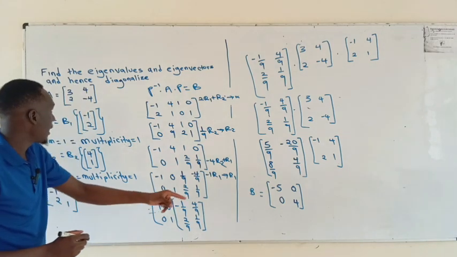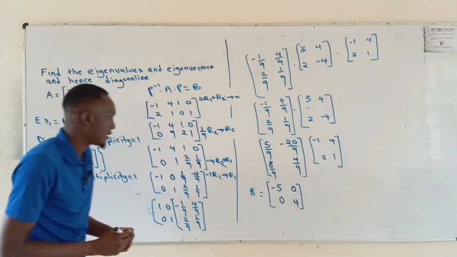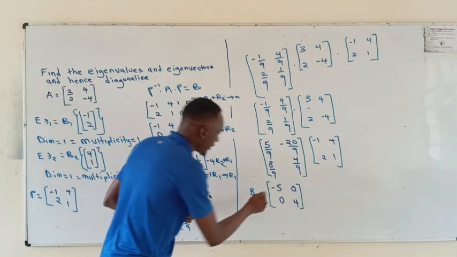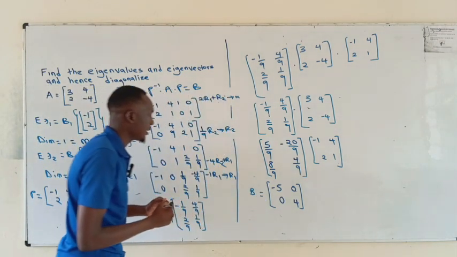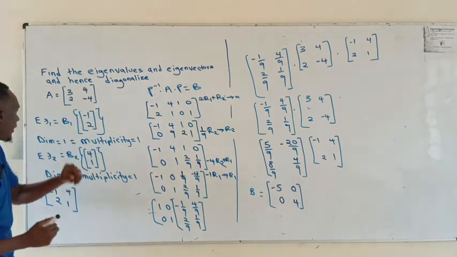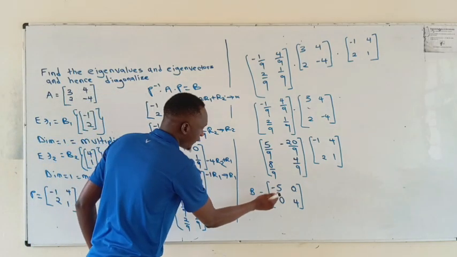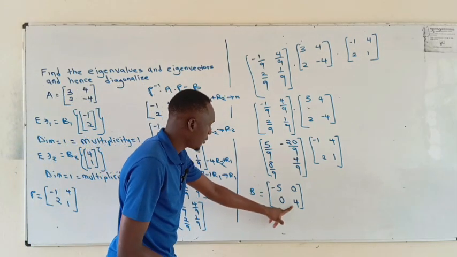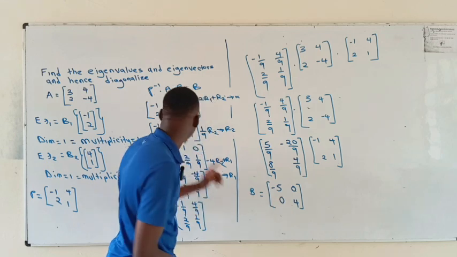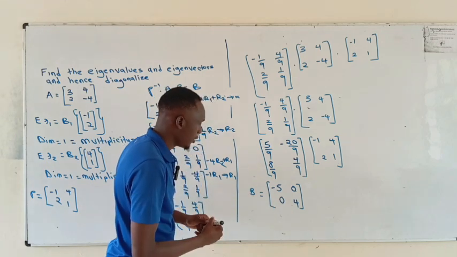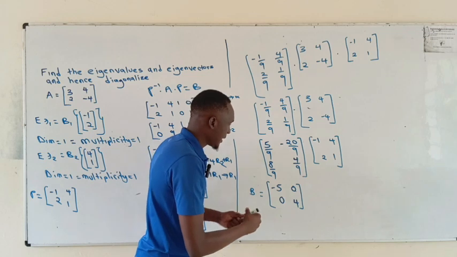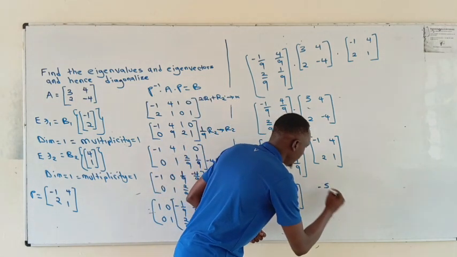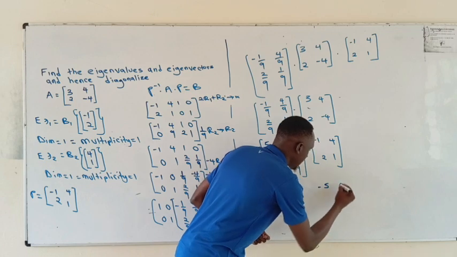Now we have diagonalized. This is our final answer. We should realize something: when diagonalizing, we can simply take the eigenvalues. We find that our eigenvalue 1 was negative 5, our eigenvalue 2 was 4. So the simplest way to diagonalize is we just take the eigenvalues as the diagonal, which is negative 5, 4, and add 0, 0.